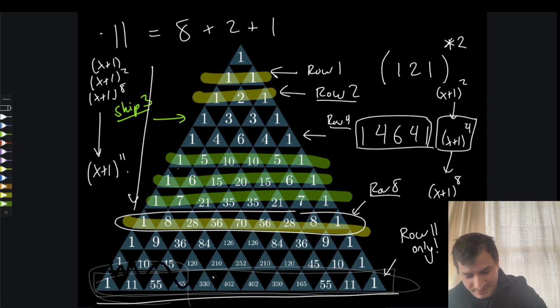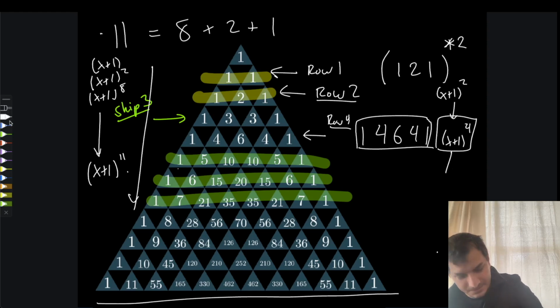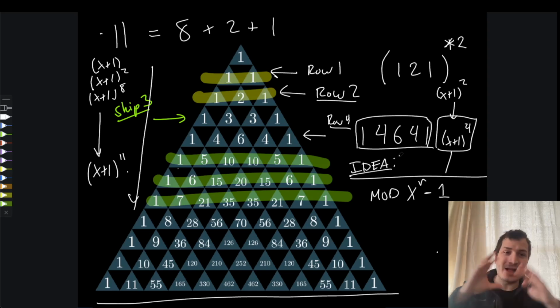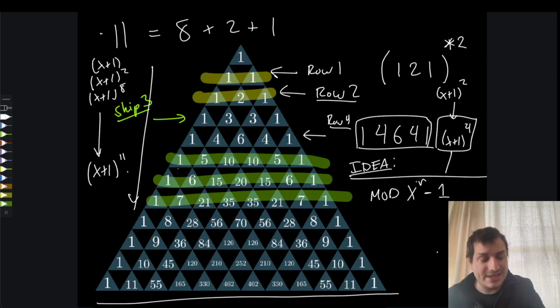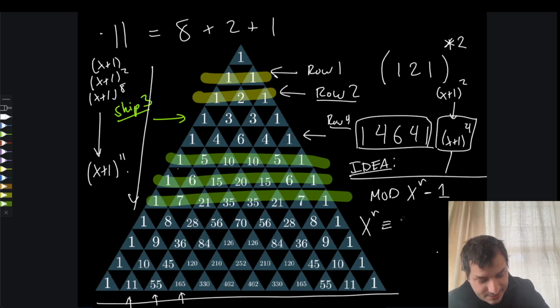Let's make a little room to work here. So they're saying compute things mod x to the r minus 1. This is the big idea of the paper. And mod x to the r minus 1 algebraically looks kind of complicated. But if you remember what we're doing in Pascal's triangle, we're keeping track of these polynomials as just lists of numbers. And mod x to the r minus 1 means treat x to the r as the same as 1.